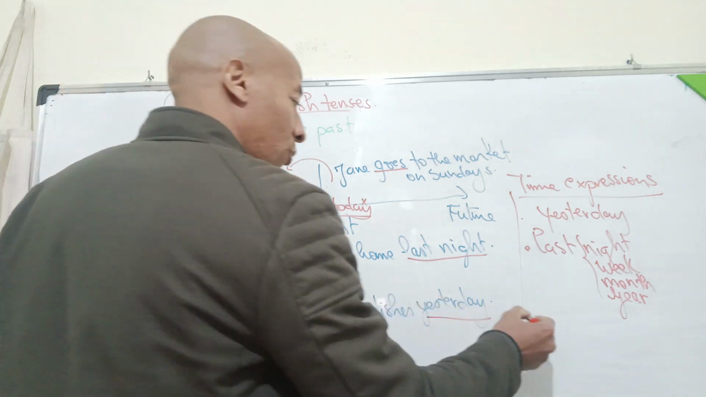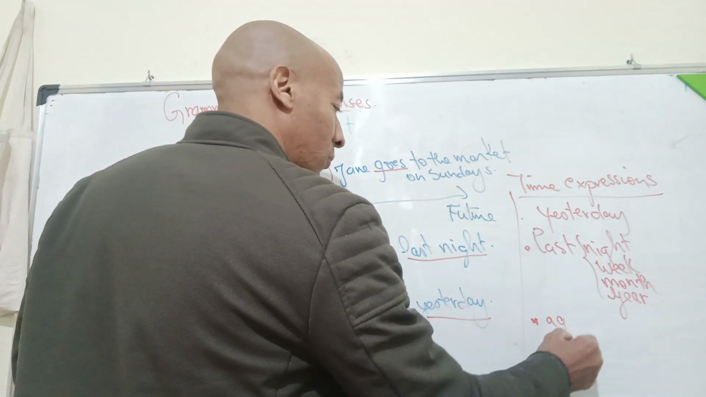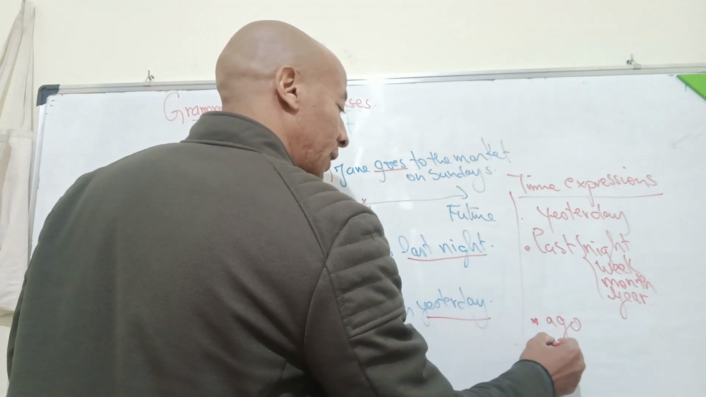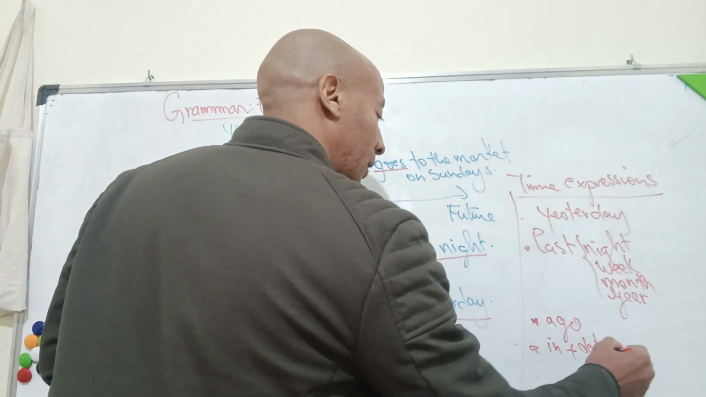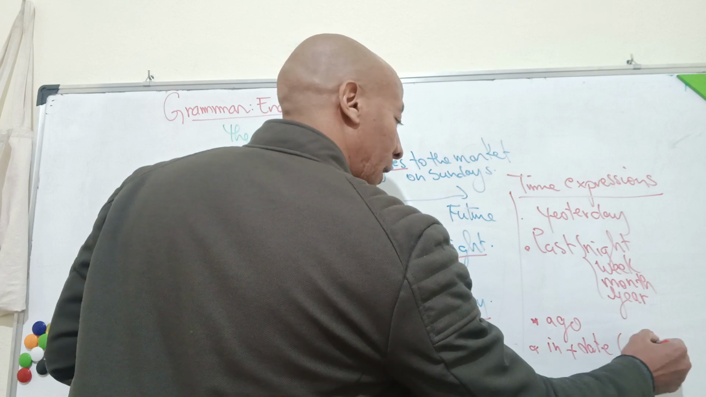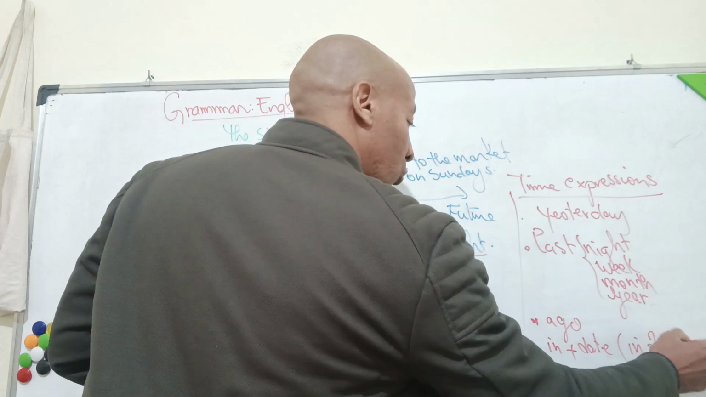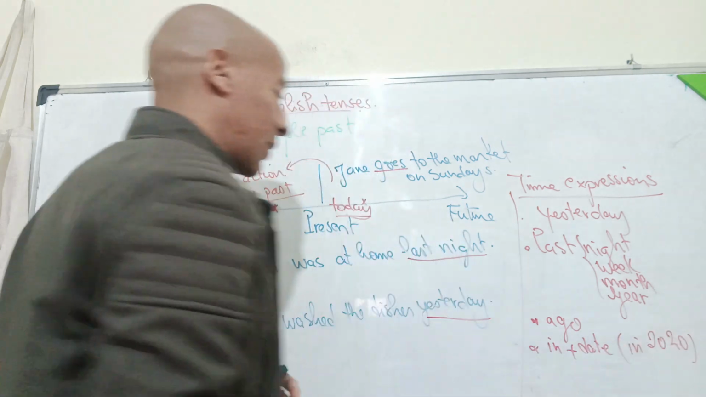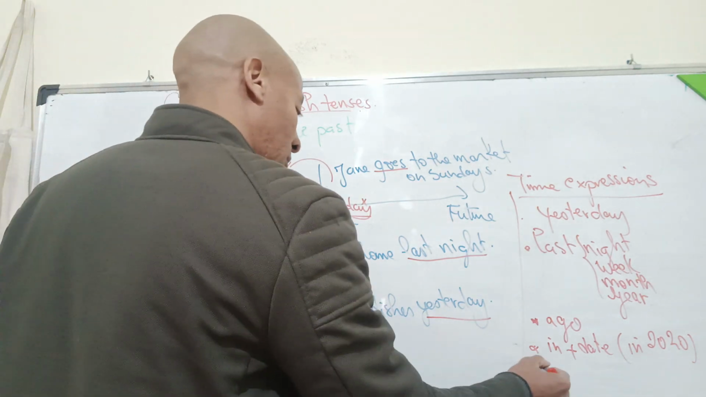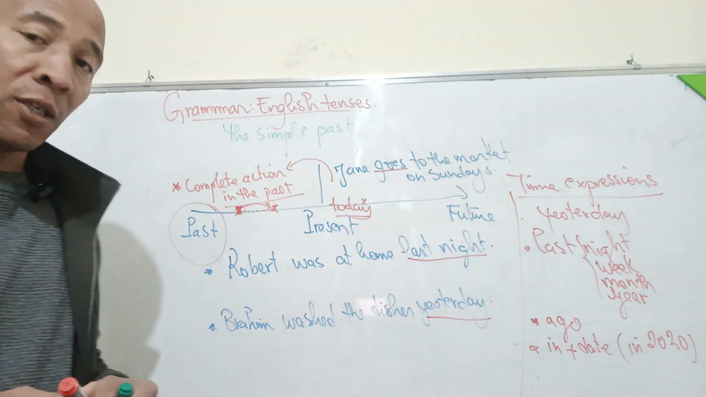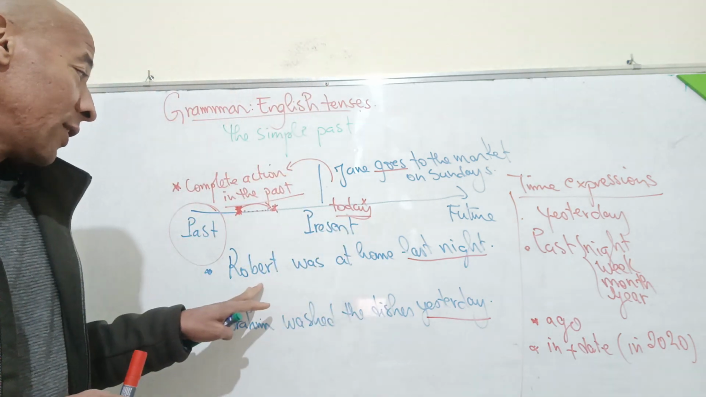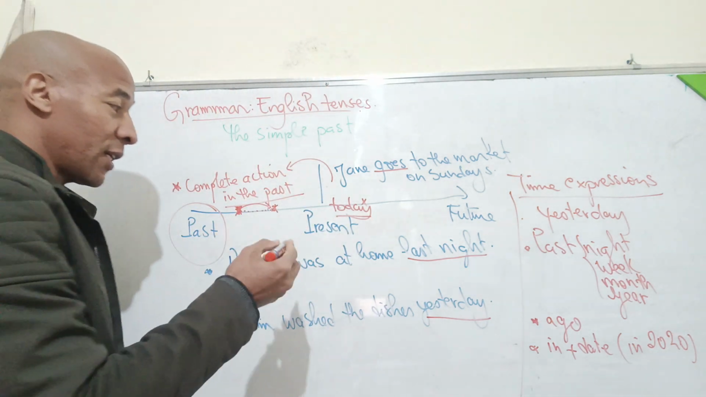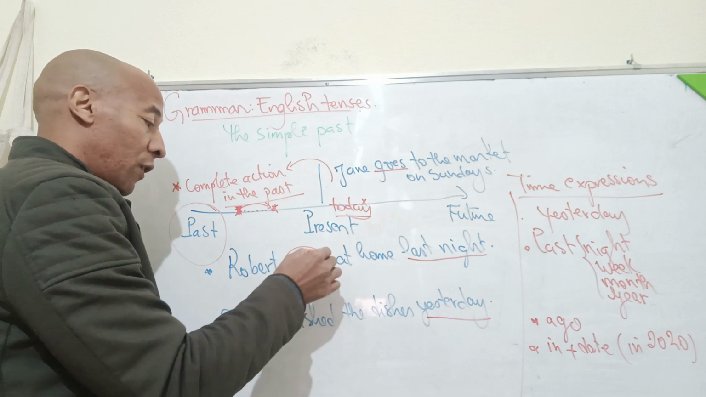And then we can also use ago. We can also use in plus date. For example, in 2020, right? As an example. Etc. We have a lot of time expressions we can use with the simple past. Now, let's look at here. The second thing we look at is the verb.